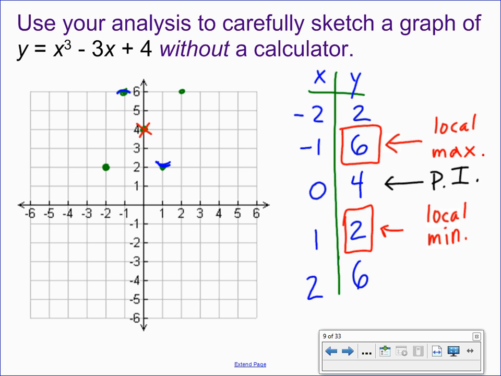I need concave down before and concave up, so I need an upside down bowl shape before x equals 0, and a right side up bowl shape after. I'm changing curvature right there. Do I have concave down before and concave up after x equals 0? Yes? Okay, let's go ahead and check with our graphers.